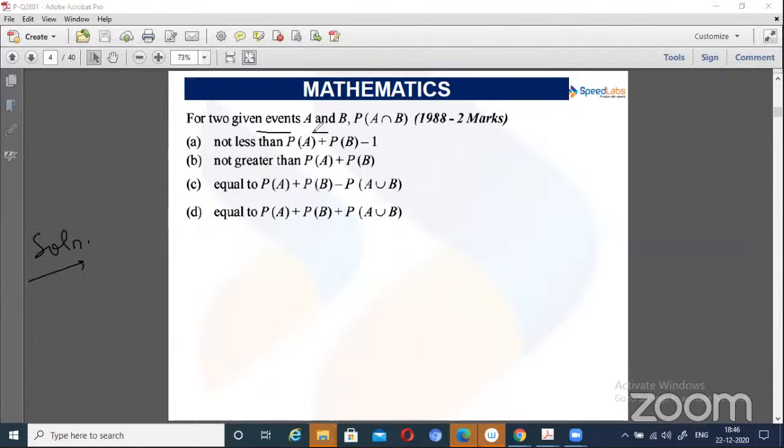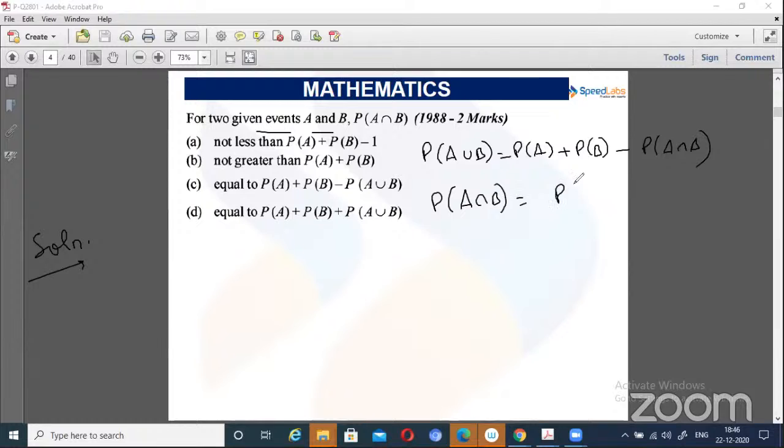For any two given events, what will P of A intersection B be? We know the formula P of A union B is equal to P of A plus P of B minus P of A intersection B. So P of A intersection B will be P of A plus P of B minus P of A union B. Okay? So the options are: not less than PA plus PB minus 1, not greater than this, equal to this, which is correct? That is right. This is wrong.